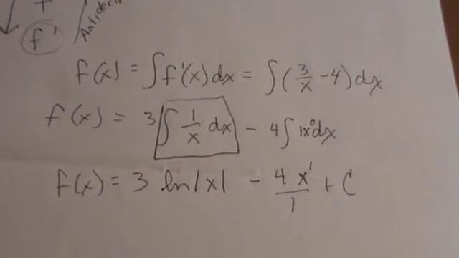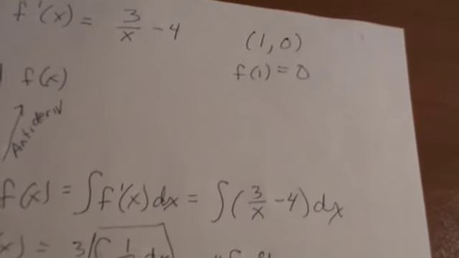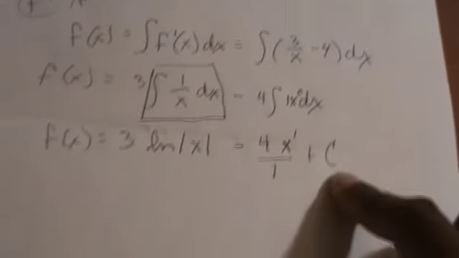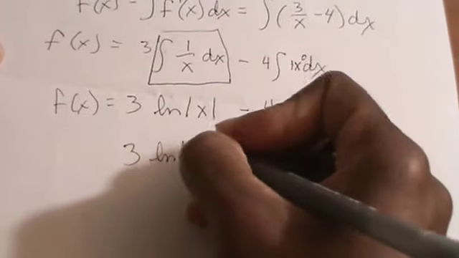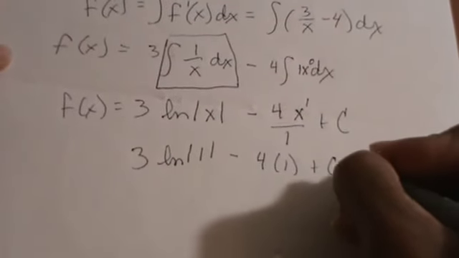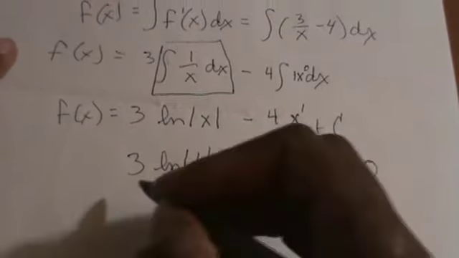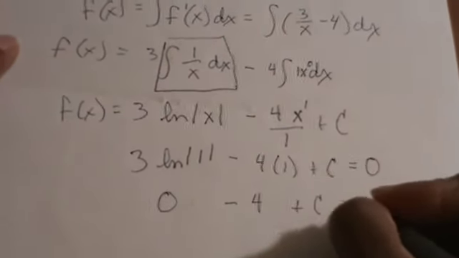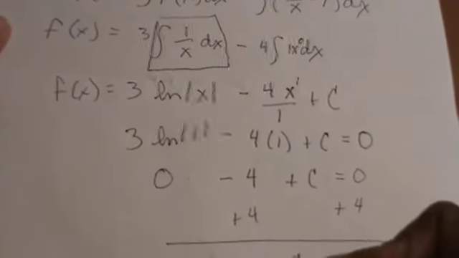All right, we're almost there. But we have to remember that at this point, c could be anything. So we're going to go all the way back up here where we say if x is 1, then your y value should be 0. Right? So this equals 3 times the natural log of the absolute value of 1 minus 4 times 1 plus c is equal to 0. All right. Throw that in your calculator. You'll find out that's 0 minus 4 plus c equals 0. Then you're going to add 4 to both sides. And you'll get that c is equal to 4.